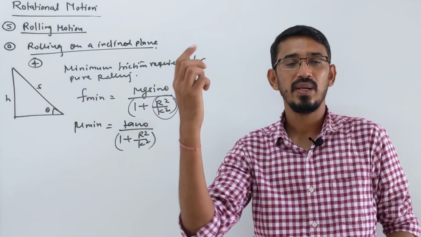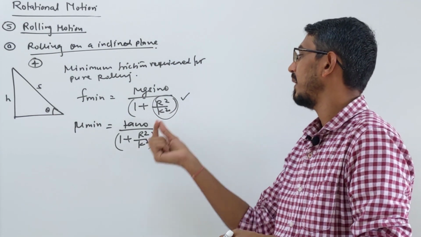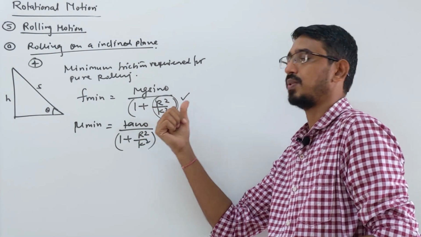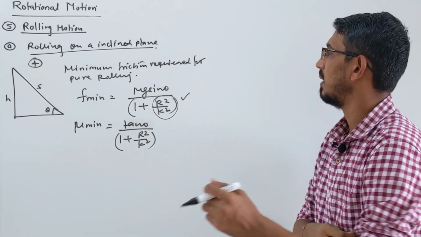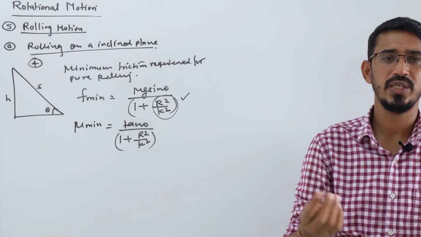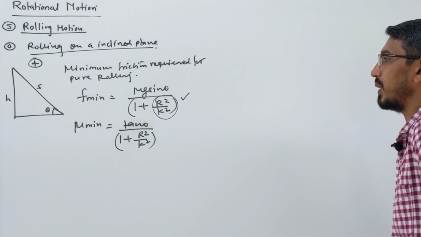In the last three formulas, velocity, acceleration and time, I wrote 1 plus k square by r square. Here it becomes the opposite, r square by k square. This is a little important. They did not ask it in the exam, but you should still remember that for pure rolling we always need friction. Now we talk about the main question they ask on this topic.